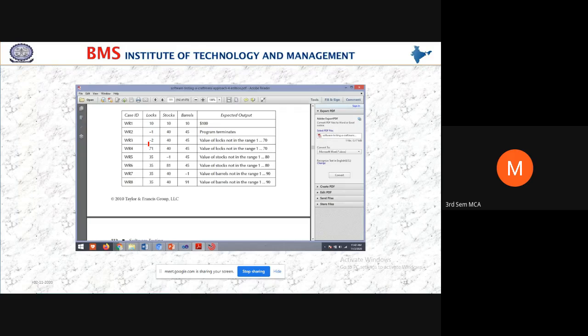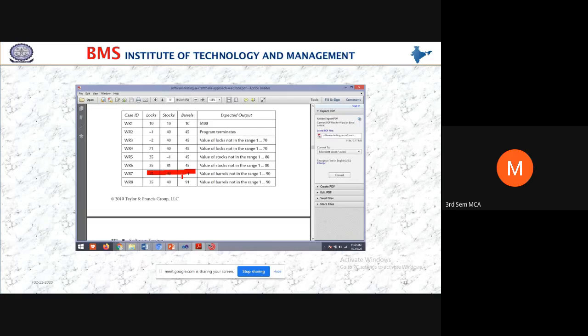Why? Because the lock value should be 1 to how much? The lock value should be 1 to 70. Coming to case 7. In case 7, the lock is 35, stock is 40, and the barrel is -1. See, lock value is valid, stock value is valid, but the barrel value is invalid. It is not in a range.